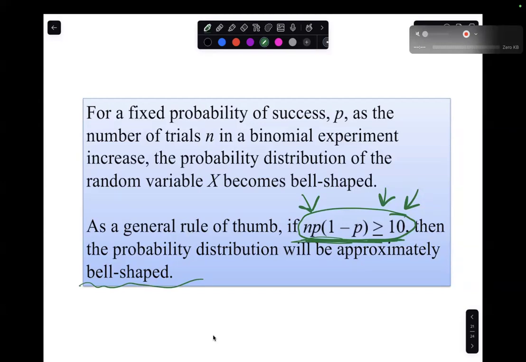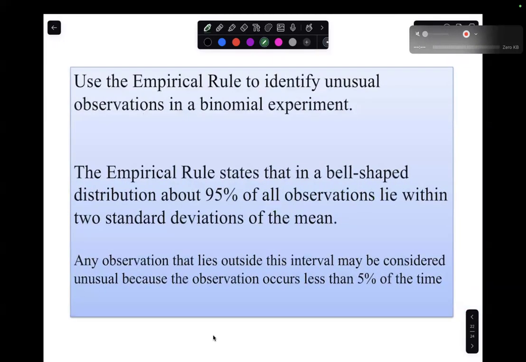All right, moving on. So our empirical rule, we already kind of talked about this. The empirical rule states that 95% of our observations are within 2 standard deviations of the mean. We use the 2 standard deviation rule to find outliers. So if an observation happens less than 5% of the time, it's considered unusual. Y'all know this. I just saw your hand in homework. Y'all got this.